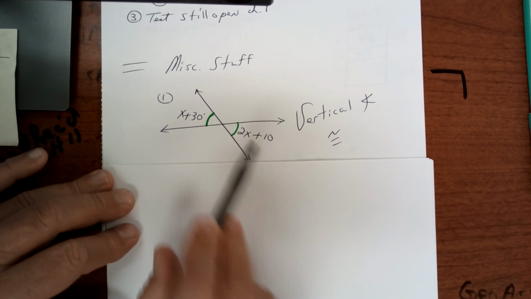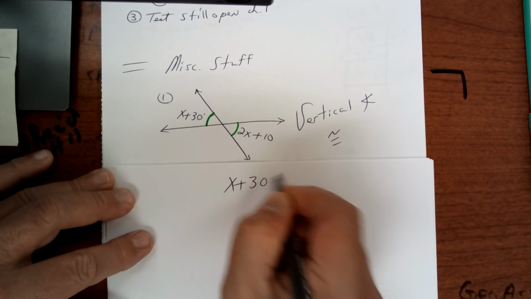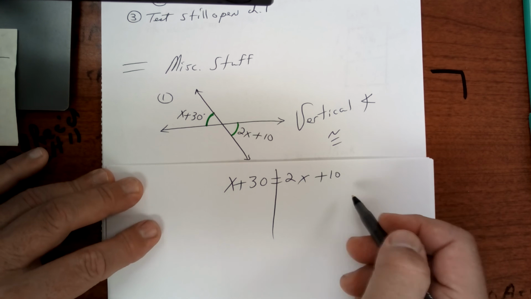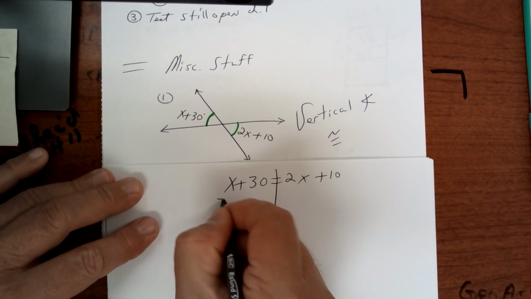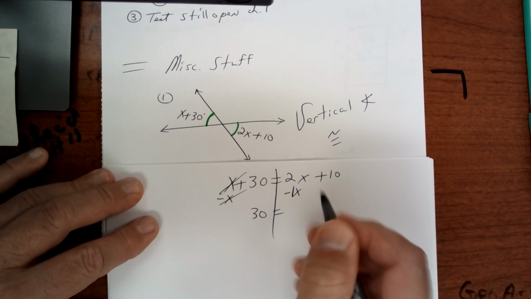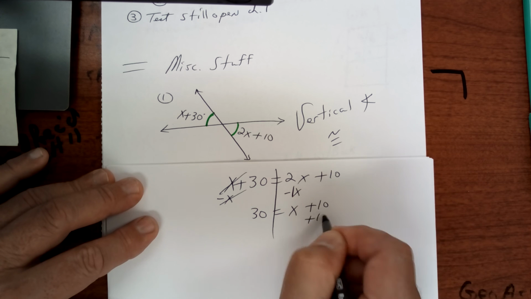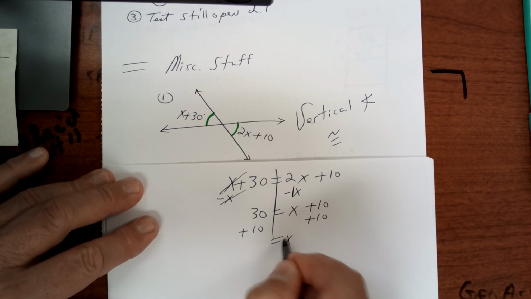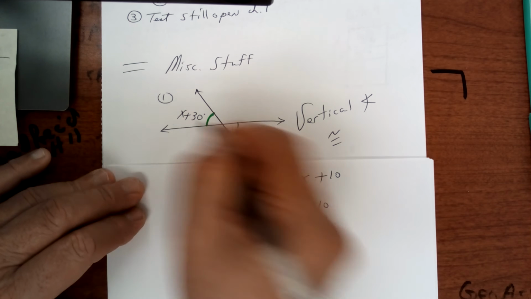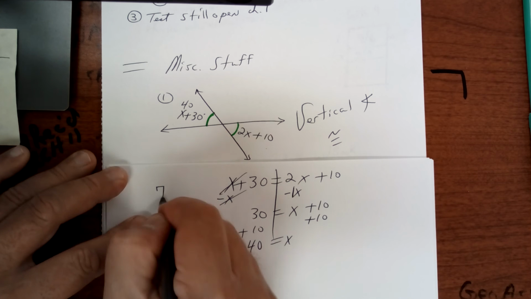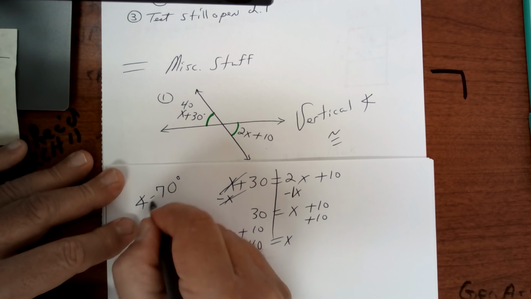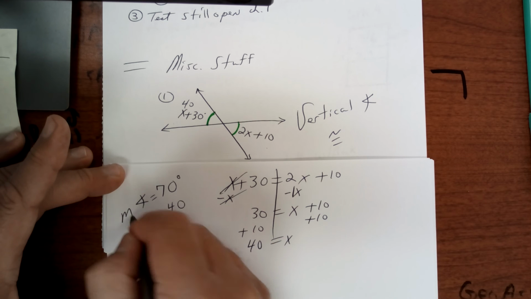So you're going to say x plus 30 is equal to this one. Now that you have them equal to each other, you can solve this equation. X is smaller, so you're going to do minus x. So that's going to be 30. 2 minus 1 is 1x. And then you're going to add 10 and get x equals 40. All right? So now to get the angle, you would put 40 right here on one of these and get 70. So the angle is 70 degrees and x is 40. Okay, there it is. And that's how you do it.